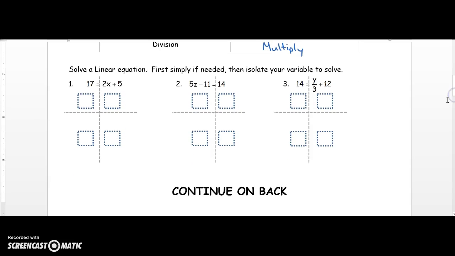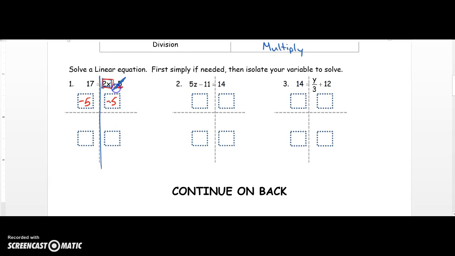So now, let's first draw a line through it. Okay, so you want to make the 2x your last possible step. So let's get rid of this positive 5. What is that? It's a positive 5. So we are going to subtract 5 from both sides.